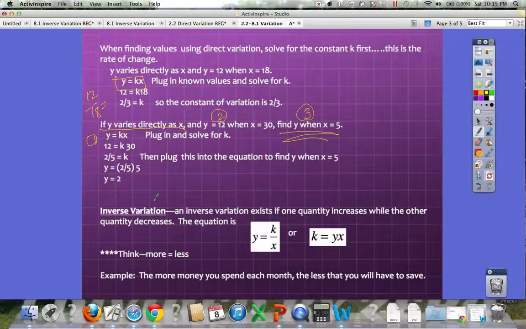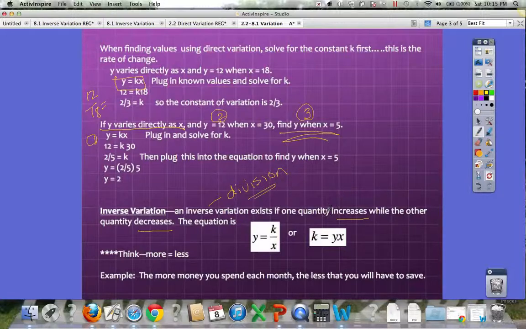Alright, so inverse variation is a variation that exists when one quantity increases but the other one decreases. Okay, so it's like, the more things cost, the less people buy, kind of thing. All right, the equation is y is equal to k over x, or k divided by x. Inverse variations work with division.